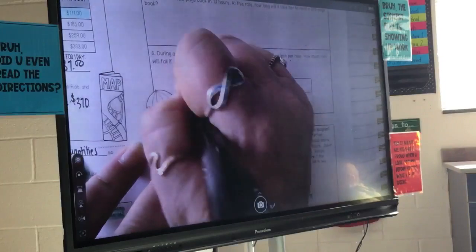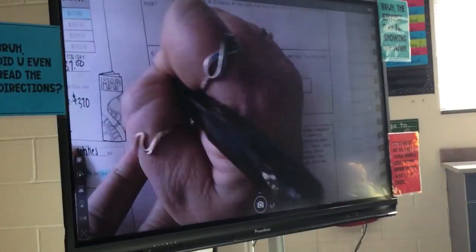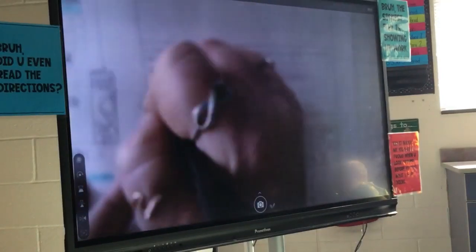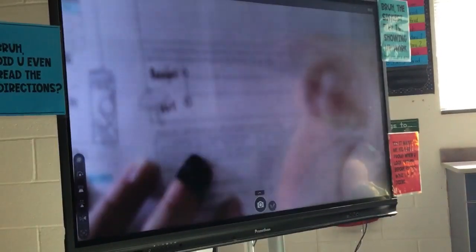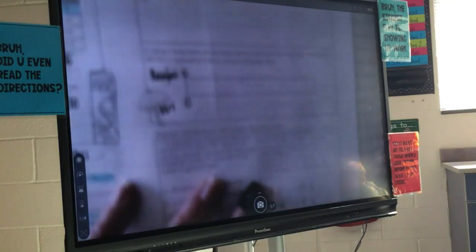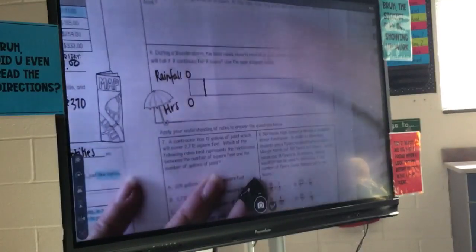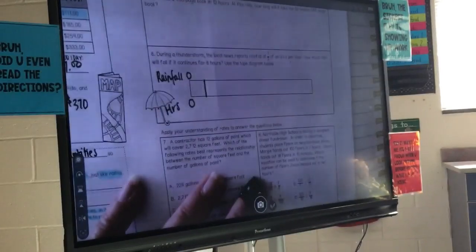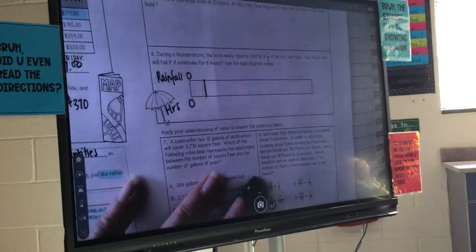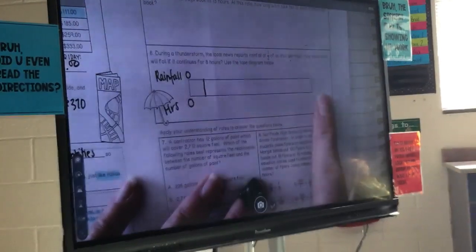So obviously, this is 0 and this is 0. The top is going to be our rainfall, and the bottom is going to be our hours. All right, so the first line, well, let me rephrase that. How many lines should we have in our tape diagram? How many lines should we have here?